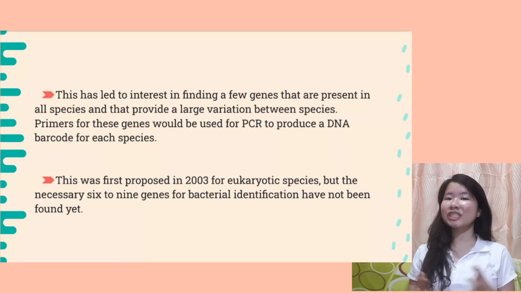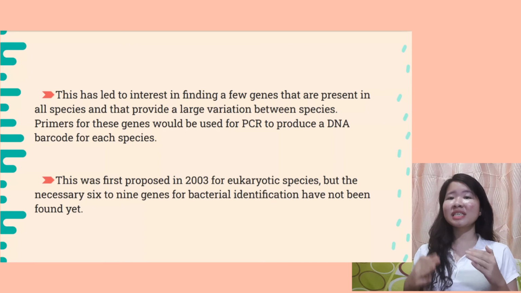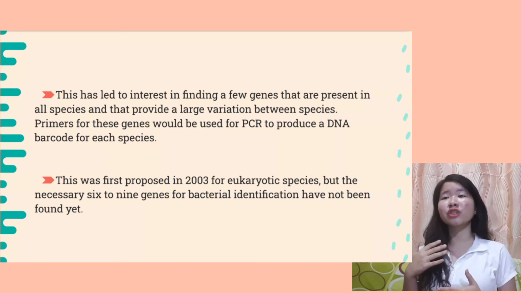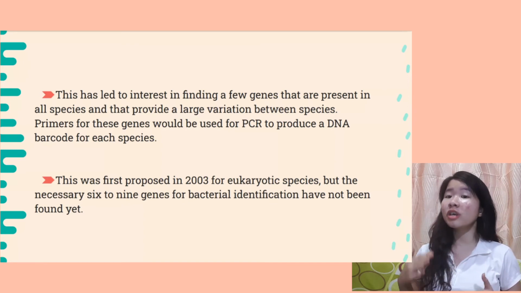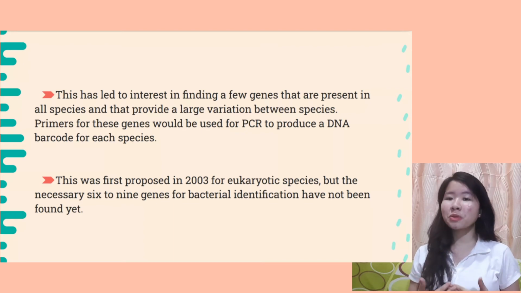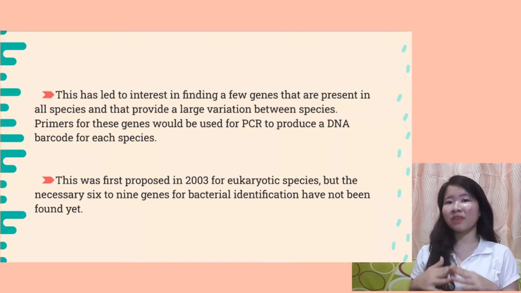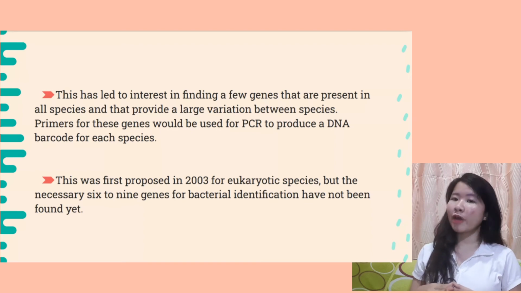technique. This has led to interest in finding a few genes that are present in all species and that provide a large variation between species. Primers for these genes would be used for PCR to produce a DNA barcode for each species. This was first proposed in 2003 for eukaryotic species, but the necessary genes for bacterial identification have not been found yet. And that ends my report for the flow cytometry, DNA fingerprinting, and DNA sequencing.